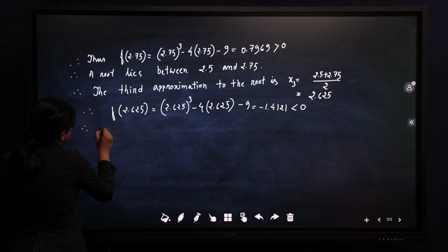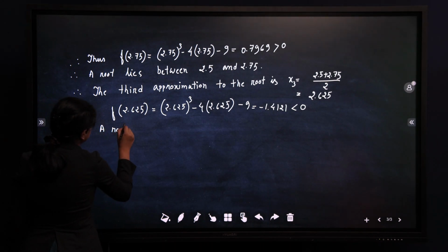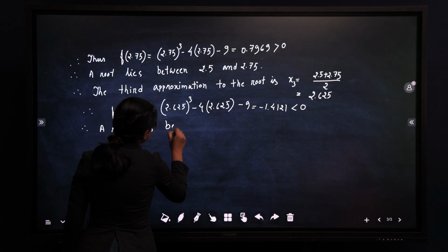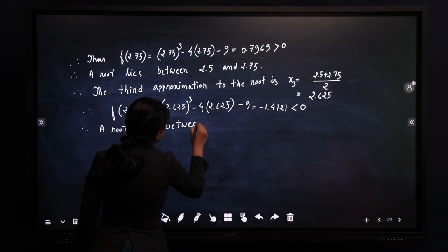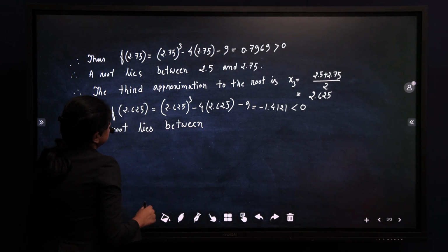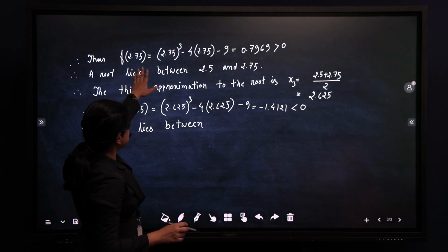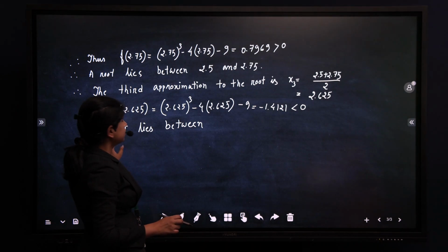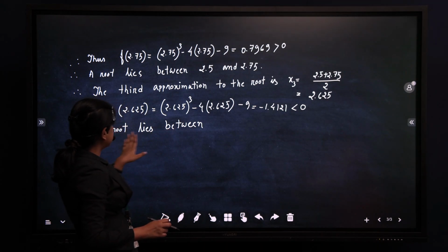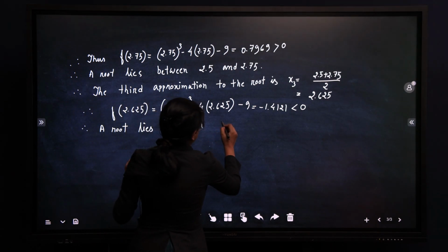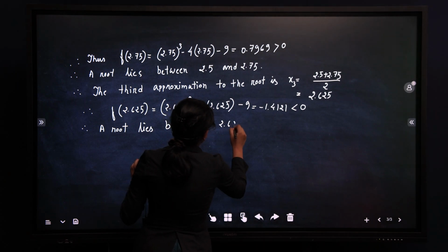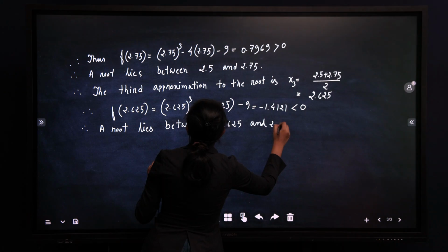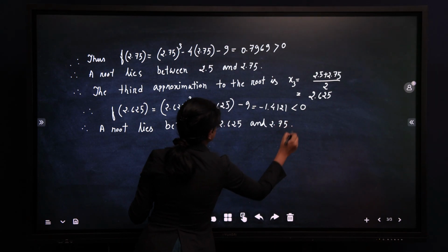Therefore, a root lies between... so see here, f of 2.75 is positive and f of 2.625 is negative. So by intermediate value theorem, a root will lie between 2.625 and 2.75. Okay.